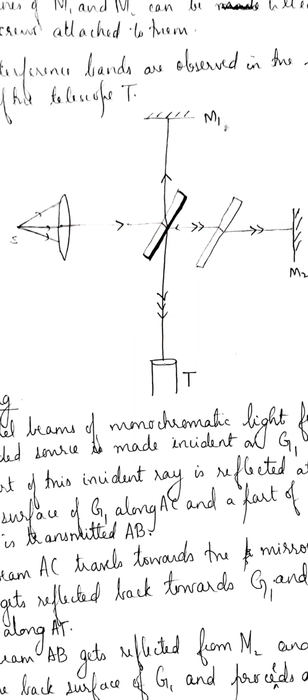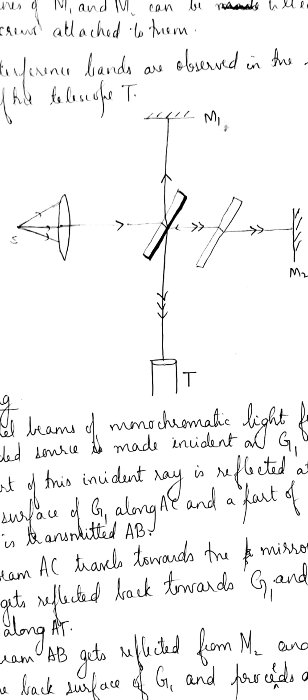So in a Michelson's interferometer, a beam of light from an extended source is divided into two parts, one moving towards mirror M1, the other one moving towards mirror M2, and these two get reflected back from these mirrors. Then they superimpose and we get the interference pattern. This is the principle. Now what is the construction, or what are the parts here?